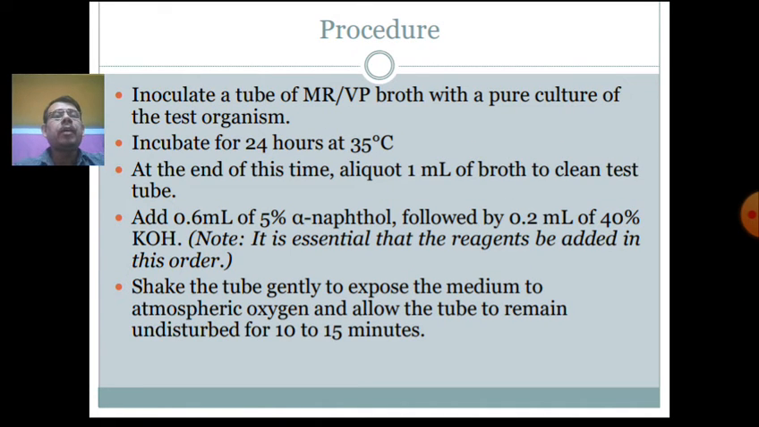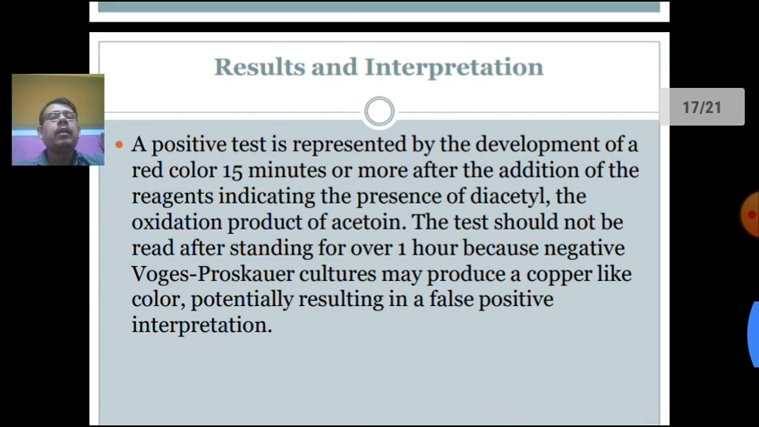Inoculate an MR or VP broth tube with a pure culture of the test organism. Incubate for 24 hours at 35 degrees centigrade. At the end of this time, aliquot 1 ml of broth into a clean test tube. Add 0.6 ml of 5% alpha naphthol, followed by 0.2 ml of 40% potassium hydroxide. It is essential that the reagents are added in this order. Shake the tube gently to expose the medium to atmospheric oxygen and allow the tube to remain undisturbed for 10 to 15 minutes. Result and interpretation.